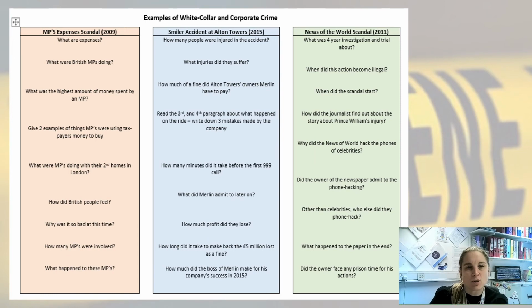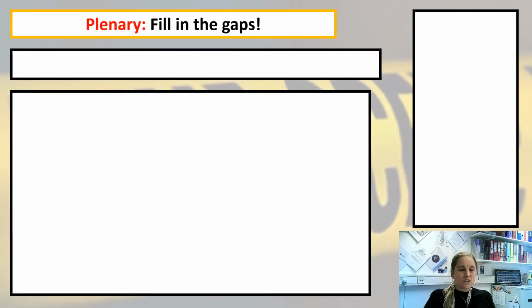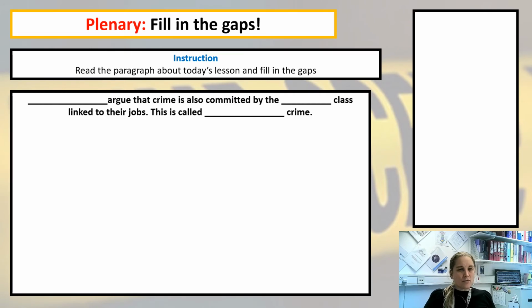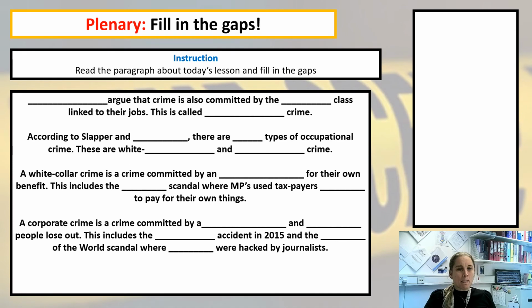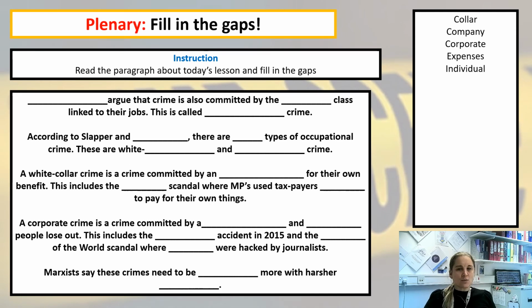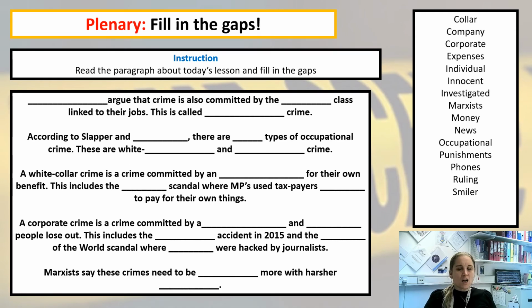I've just put this table onto another slide for you if it's easier for you to see the questions from here rather than open another document. And finally, what you've got is a paragraph or so about the main things we've picked up this lesson. What I would like you to do, using the words on the side there, each word appearing one time, is take the words and put them into the gaps. Press pause, have a go at that.